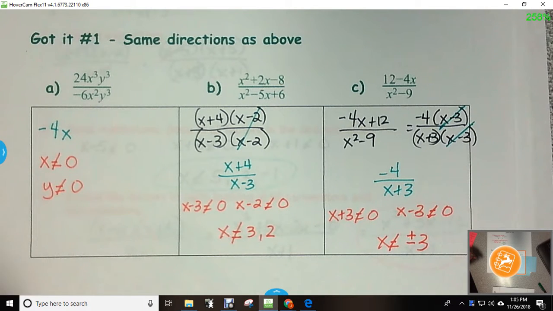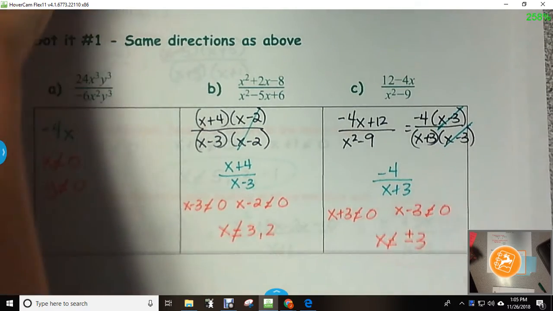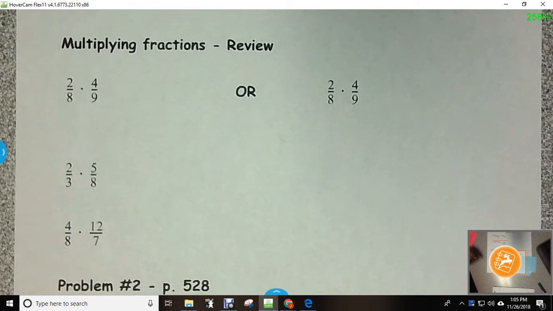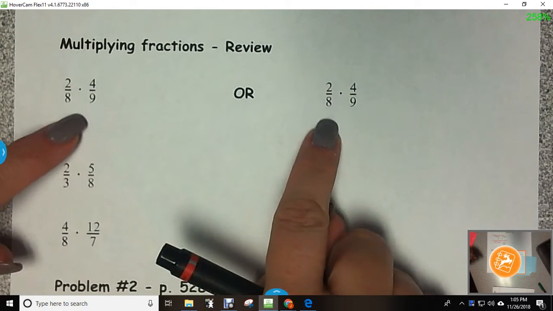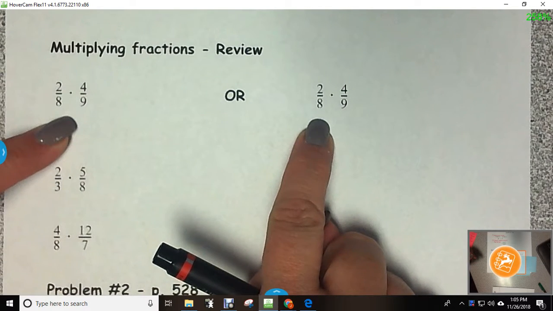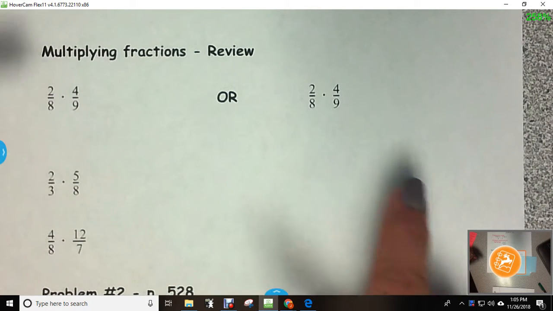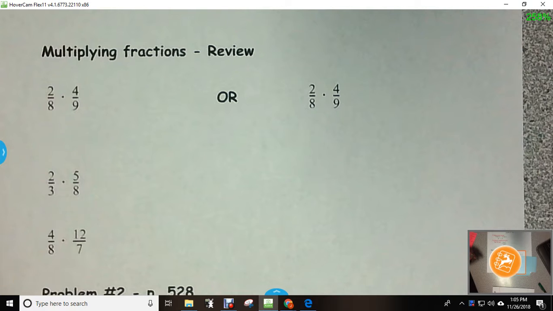Okay, so here's the answers to those last three. Okay, next, we're just going to multiply some fractions. Same problem, we're going to do it 2 different times, show you 2 different ways to do it, and then we're going to carry this over into the stuff with the algebraic expressions.